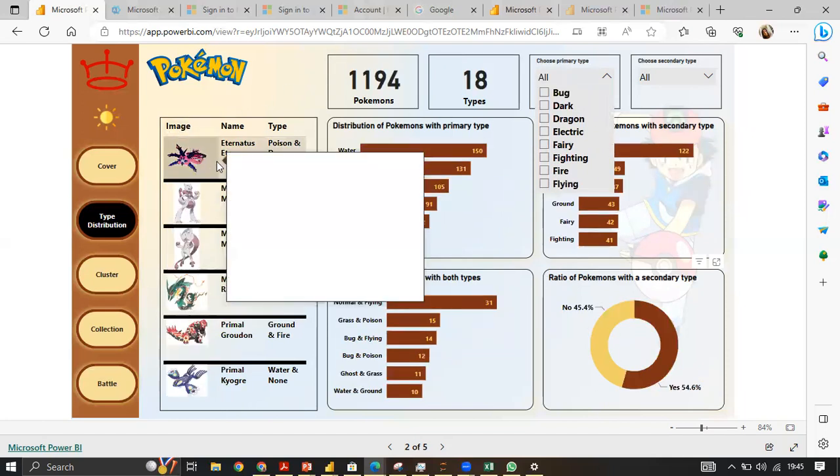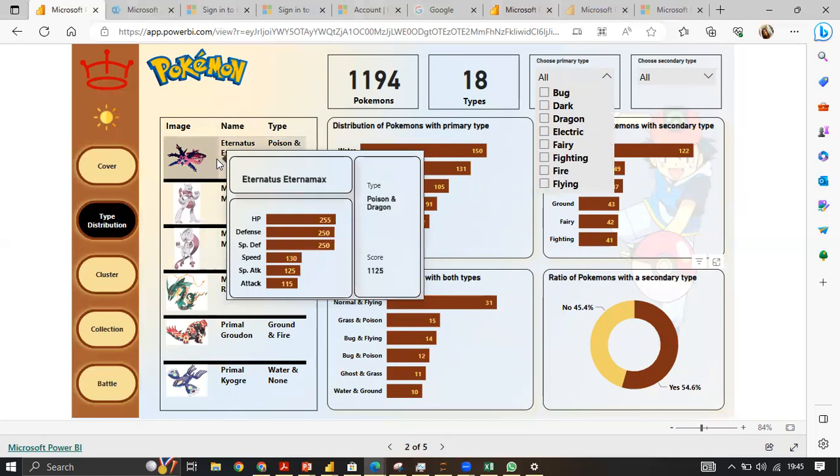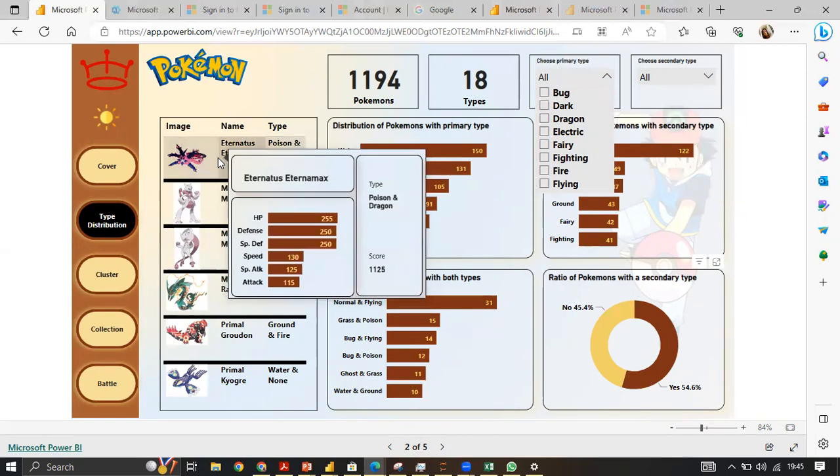And this is the table of the top 6 Pokemons by their total scores. Eternamax is leading this group. It's a Pokemon with the primary type of poison and secondary type of dragon, with a total score of 1,125. So these are the battle metrics. It has high hit points, heavy on defense, heavy on special defense. It's one of those with maximum special defense, and it is on average more than the average.